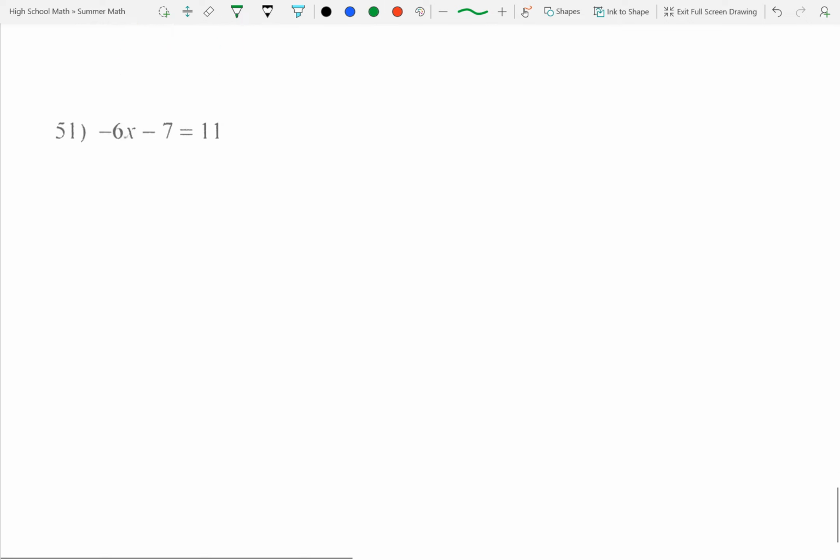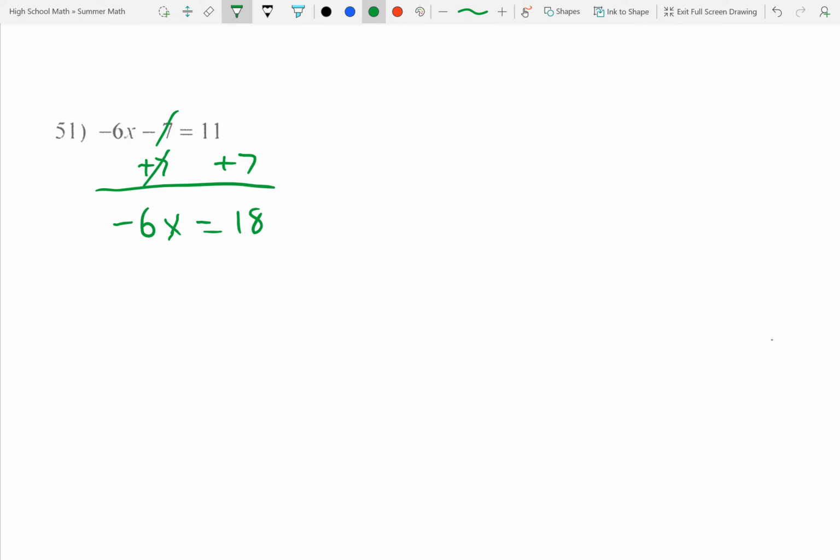Last problem, number 51. Negative 6x minus 7 equals 11. I want to get down to my x. I want to isolate the variable. I'll begin by dealing with minus 7. The inverse of minus is a plus 7. Whatever I do to one side, I do to the other. Minus 7 plus 7 sum to 0, leaving negative 6x. On the right, 11 plus 7 is an 18.